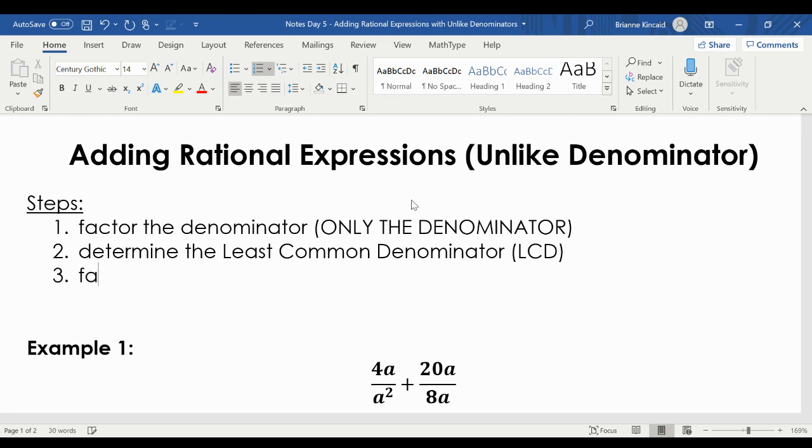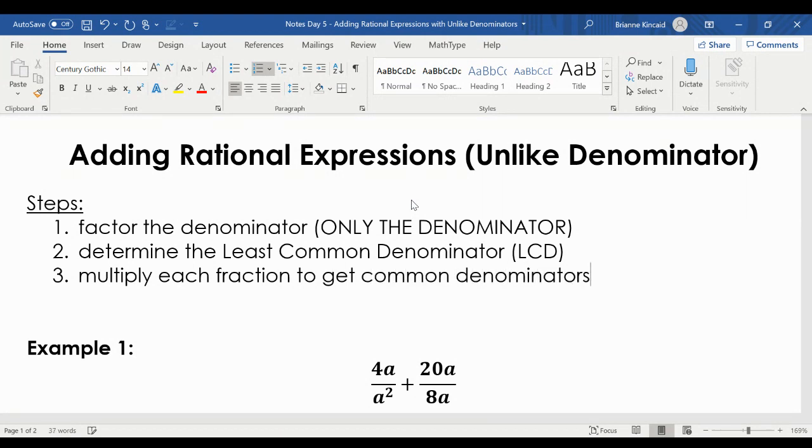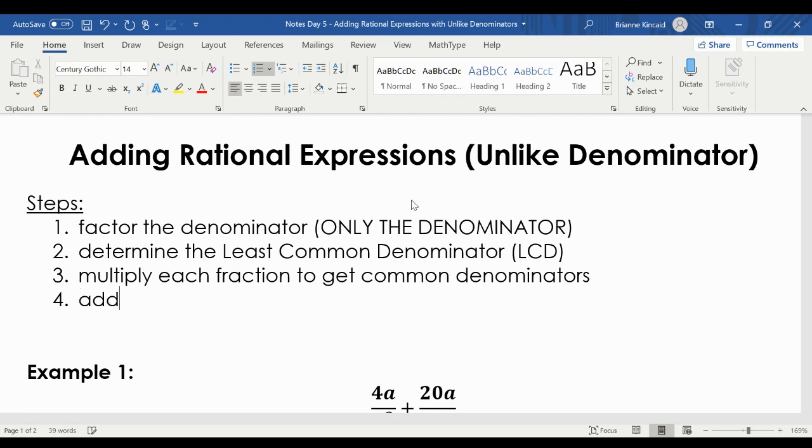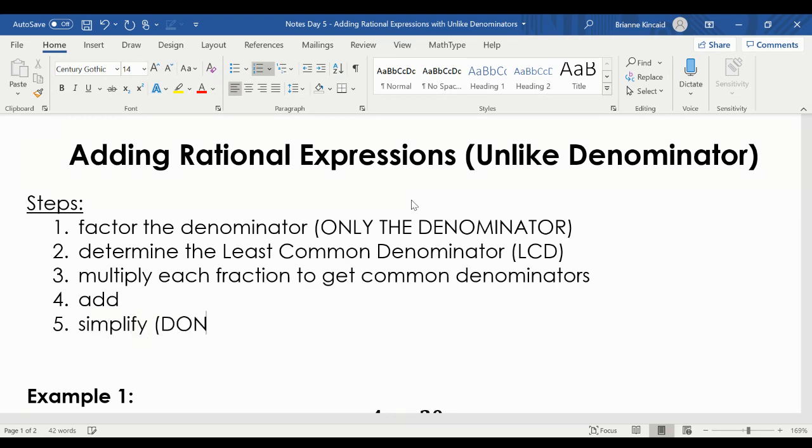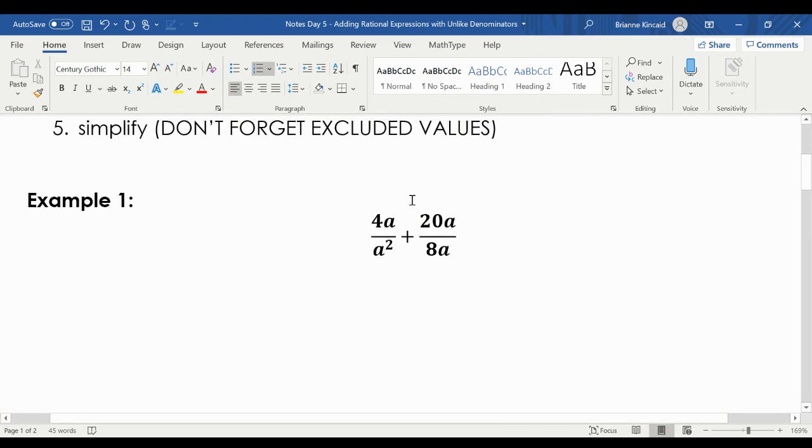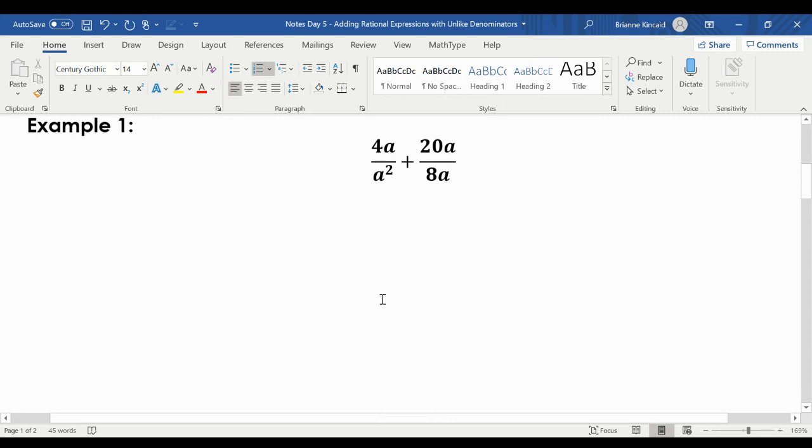The third step is we're going to multiply each fraction to get common denominators. We're going to add them like we normally do. From there, we're going to simplify. And don't forget the excluded values. So a little bit different than what we've seen before. The last process is going to be the same as the previous video. The only difference is we want to make sure we get the LCD first.